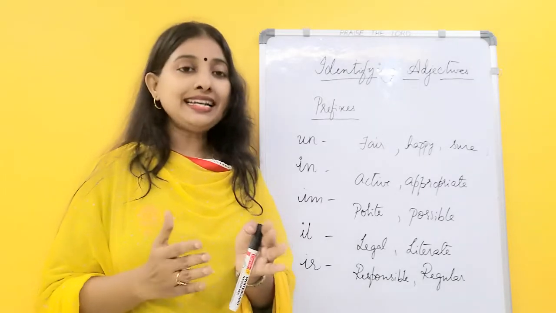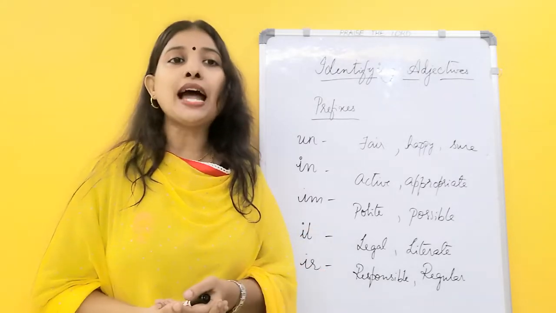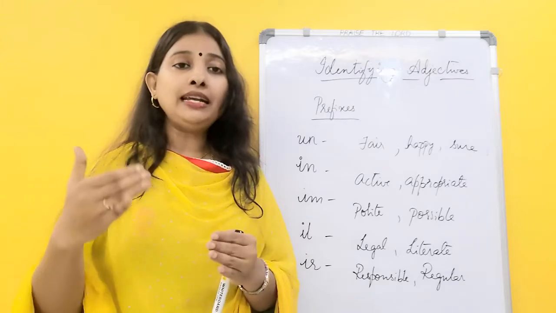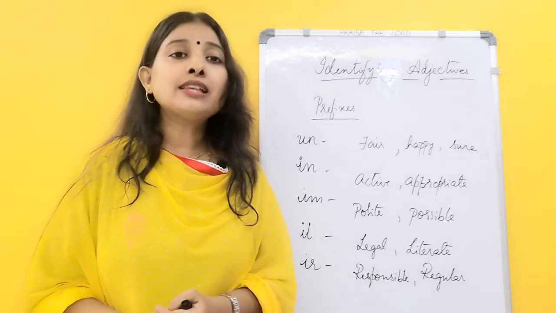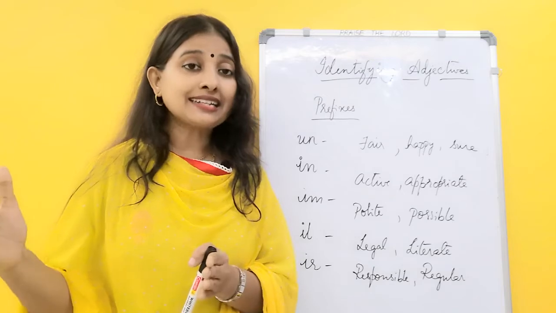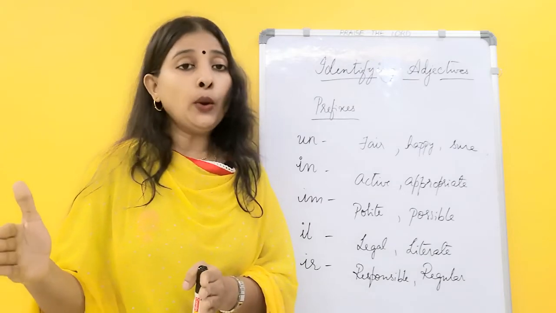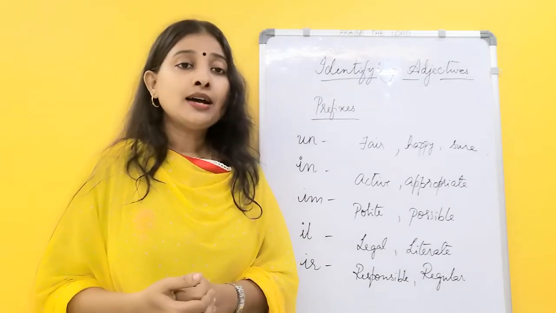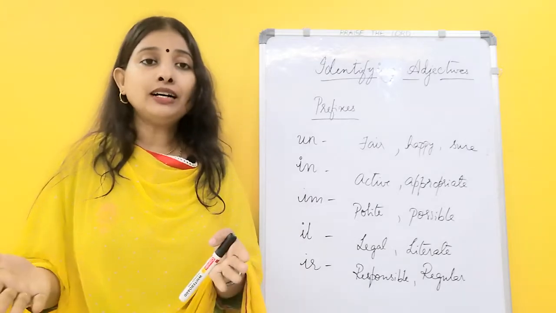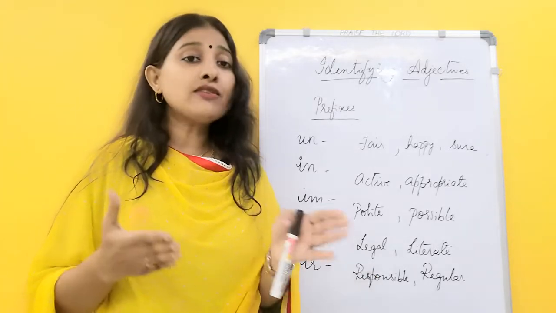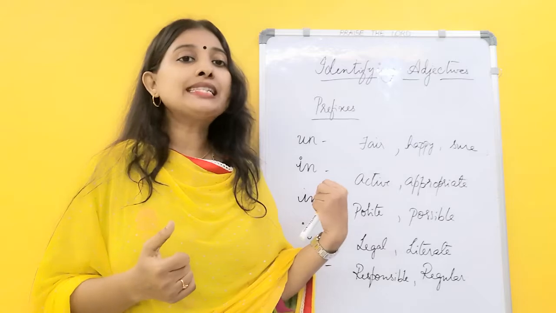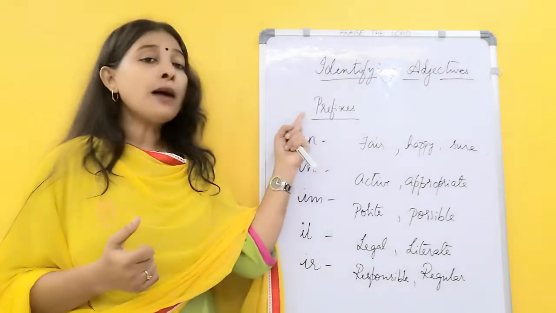So what does identifying adjectives mean? We have seen in the previous video that by looking at the suffixes, what exactly is at the end of the word, we are able to identify what type of word it is, whether it is an adjective or not. Now we will be seeing some words which have prefixes.